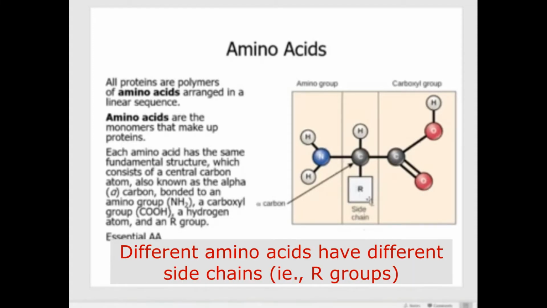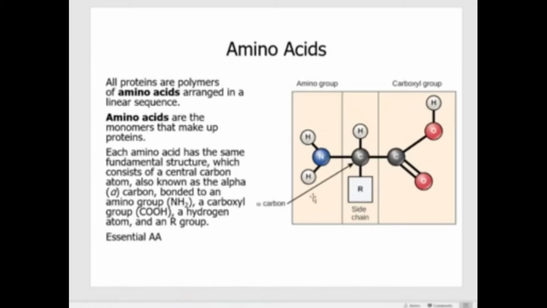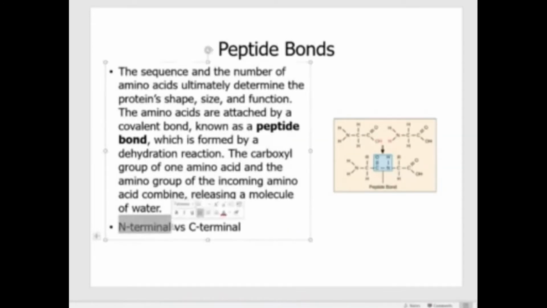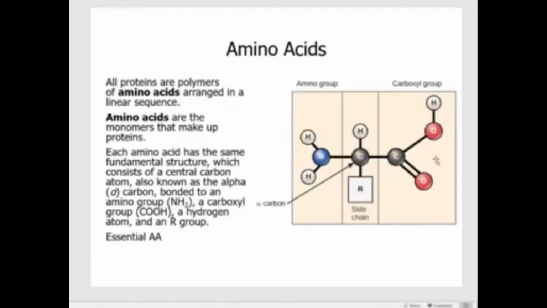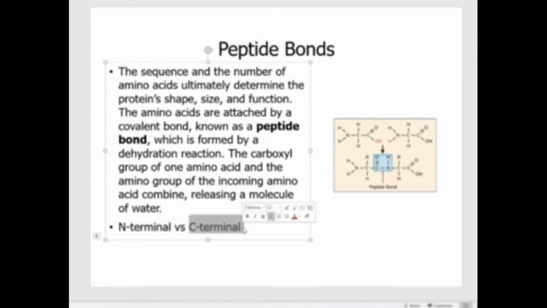Now R can be different things, and that determines how many amino acids we have. Before I show you the different kinds of amino acids, we are going to identify a couple of things. First of all, the end with the amino group is going to be called the N-terminal. Let me go back to here. So that's where this term comes from. And then the end with the carboxyl group is going to be the C-terminal. So this is how you can identify the different ends of proteins.